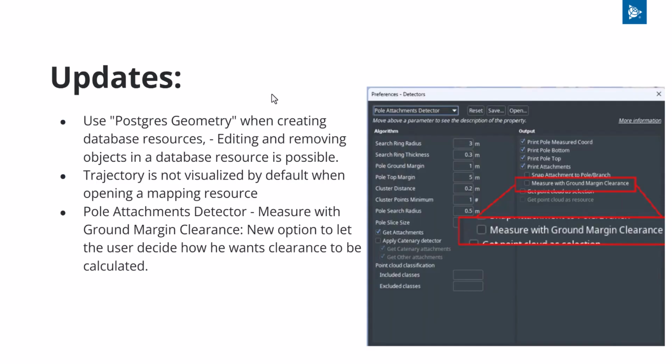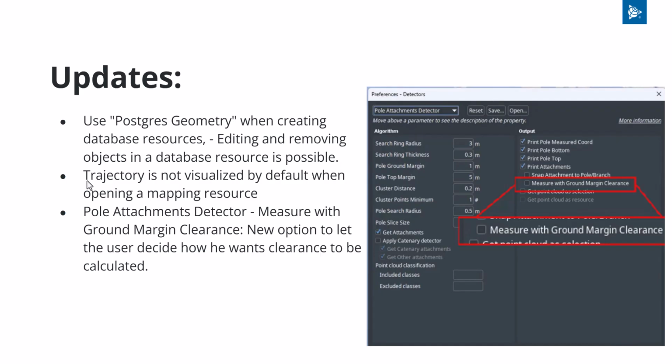A few words about the updates before we jump to the demonstration. First is about the Postgres geometry. To ensure better alignment between the software systems that will eventually populate the connected database, the TMX switched to the Postgres geometry, so most of the third-party software will process the objects easier.